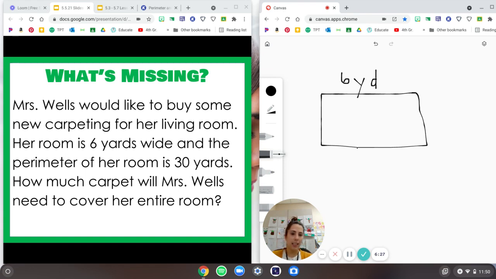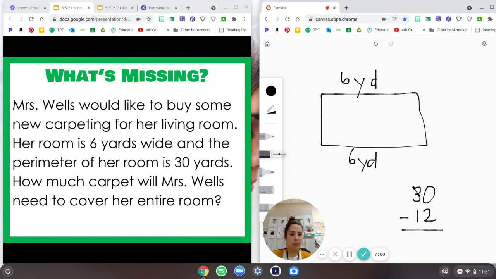So I know that this side then is also 6 yards. We're trying to find the perimeter, so we need to add all the sides. I gotta figure out though, what is our total perimeter? Oh yeah, it was 30 yards. But we already know part of our perimeter, don't we? We know 6 and 6, and we know that that makes 12.